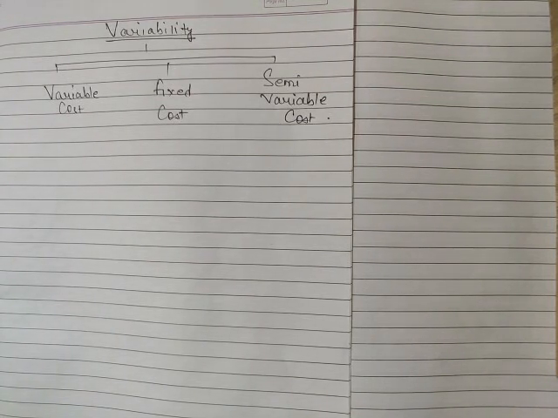Classification of costs on the basis of other 3 parameters, that is controllability, normality, and costs for managerial decision making, we will cover in our next video.